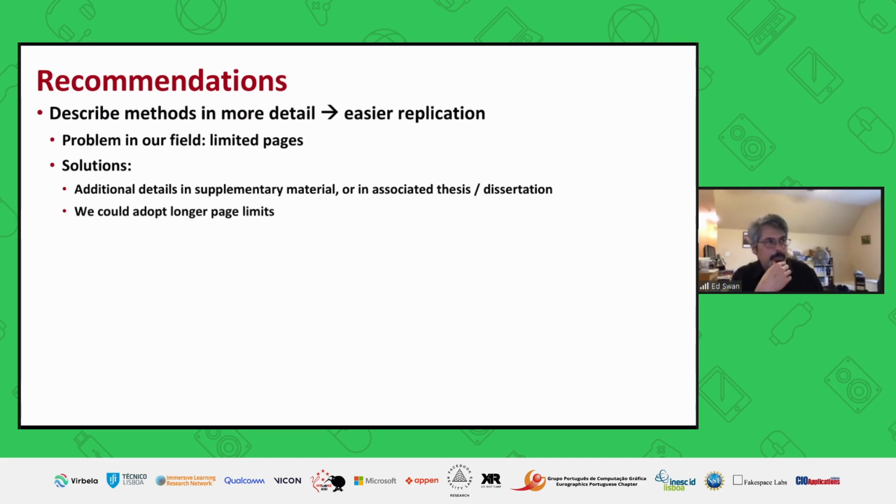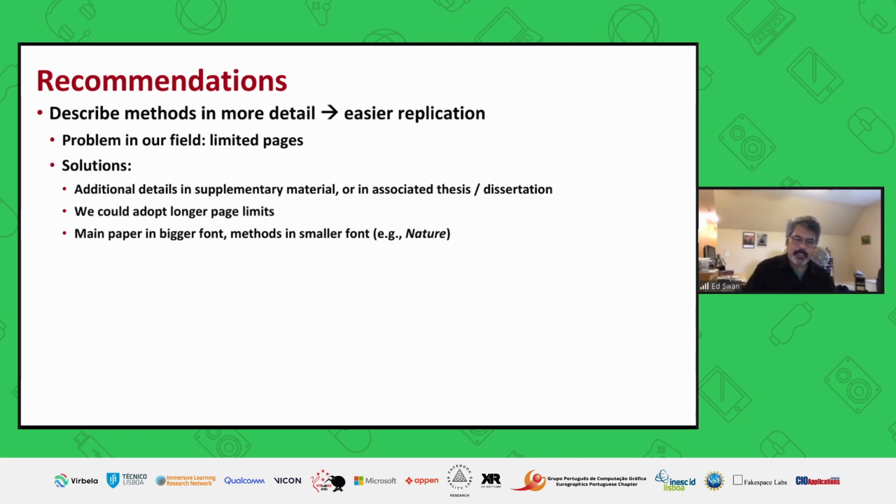We could also adopt longer page limits. I don't know, this is a recommendation that goes two ways, because as readers, you want to get a brief summary. You want a paper that makes its point. So I think supplemental material that people who really want to delve into the experiment can get into is probably better than longer page limits. Another idea that comes from various journals, including the journal Nature, is to put the main paper in a bigger font and the methods section that contains more of the experimental details in a smaller font. I think this is a very useful idea, and I'm going to show you an example of this.